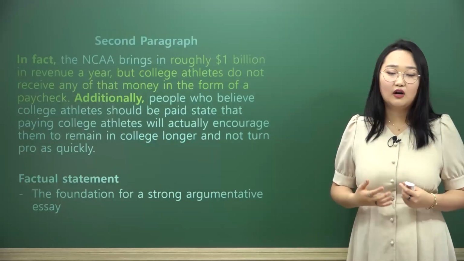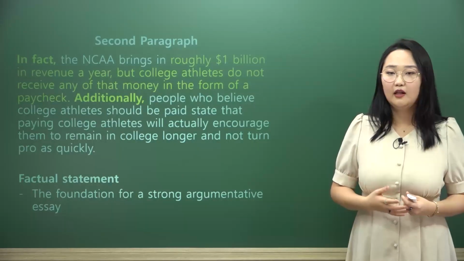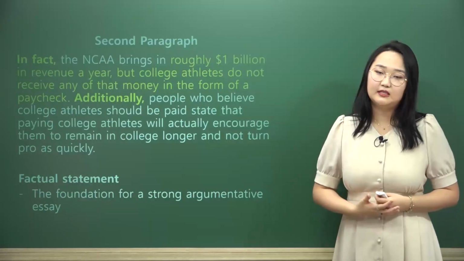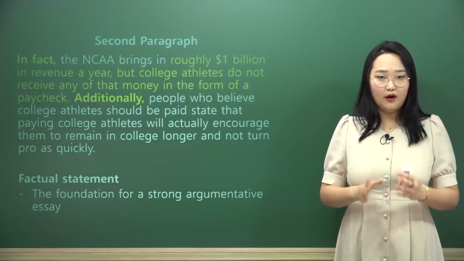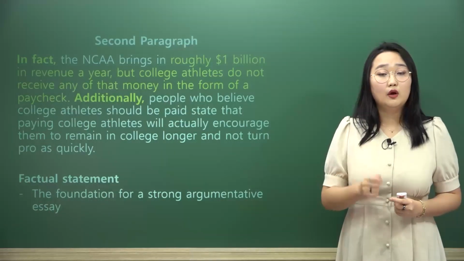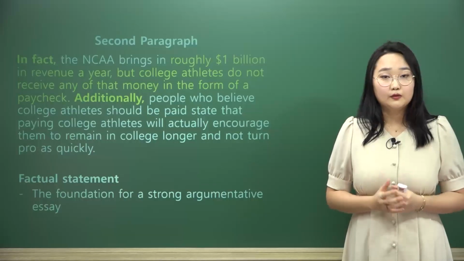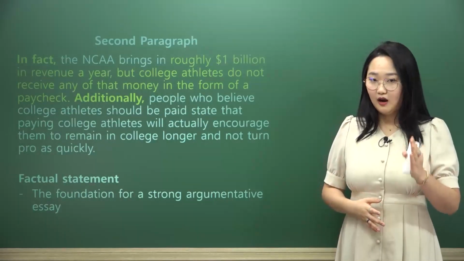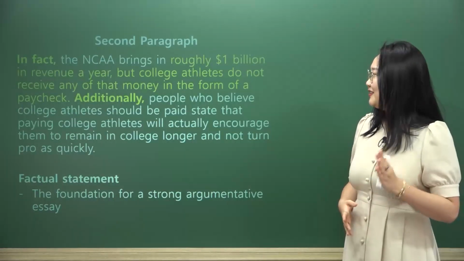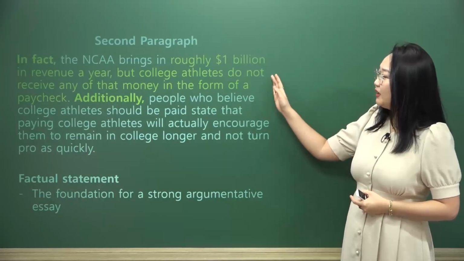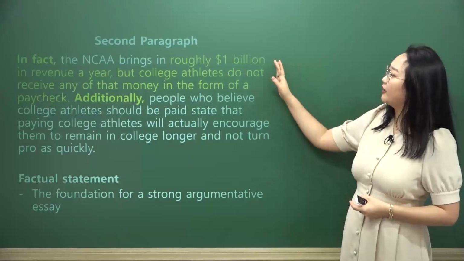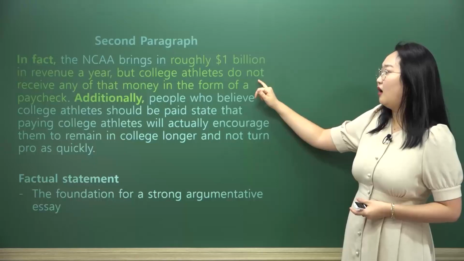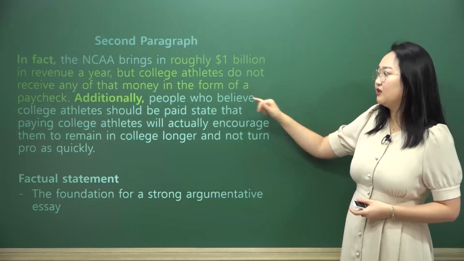So here we have our first instance of a concrete detail and our factual statement, which is the foundation for a strong argumentative essay. It's really important for argumentative essays in particular that we know exactly what we're talking about, our quotations, our statistics, whatever the case may be, that we are confident in them, we are proud of them, and we are using them in the right way. So here our concrete detail would be this area right here: brings in roughly $1 billion in revenue a year, but college athletes do not receive any of that money in the form of a paycheck.